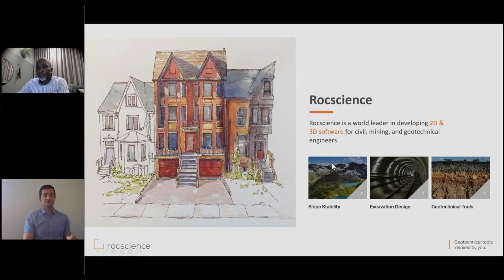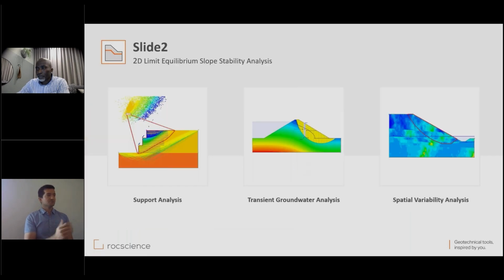Rocscience is a world leader in developing 2D and 3D software for civil, mining, and geotechnical engineering applications. You can categorize our tools into 3 major categories: slope stability, excavation design, and geotechnical tools. RSData today is one of the geotechnical tools that we will be introducing. Slide 2 is our 2D limit equilibrium slope stability analysis tool, which is top of the line in the market, packed with lots of functionalities.